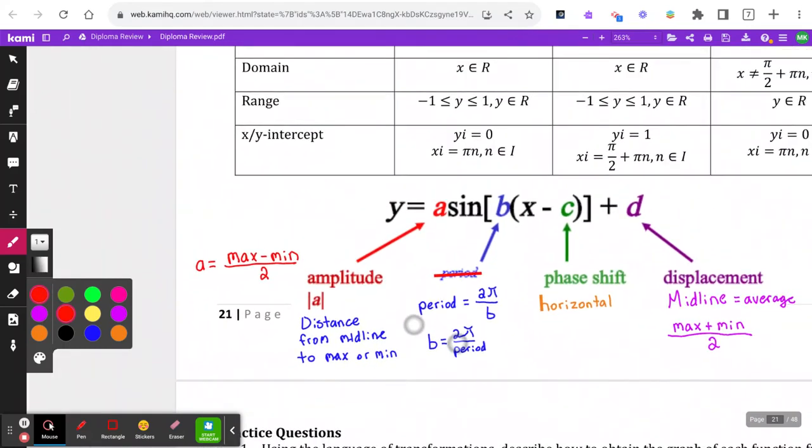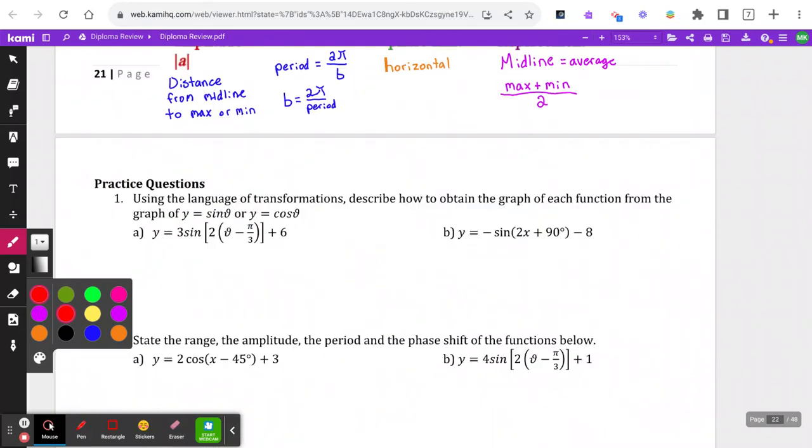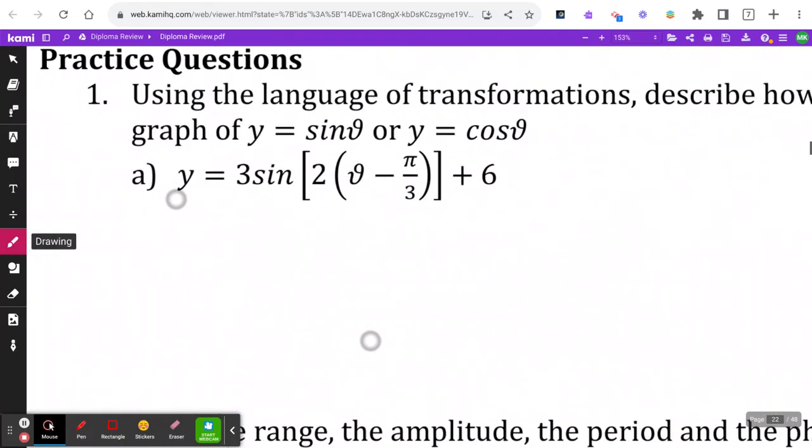Okay, that's a breakdown of sine equations. You could do the exact same thing for cosine. So it's A cos(Bx - C) + D. It's the exact same thing. Let's look at these. Using the language of transformations, describe how to obtain the graph of each function from the graph y = sin θ or y = cos θ. They're both sine thetas, so I guess we'll do that. Looking at this, it's just theta.